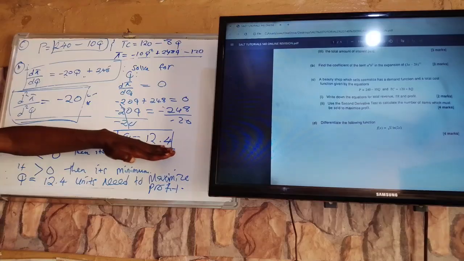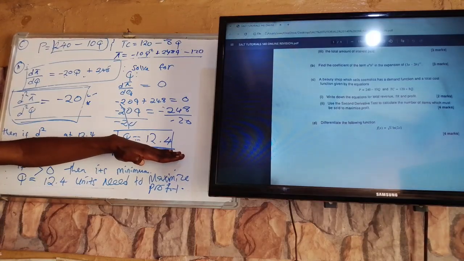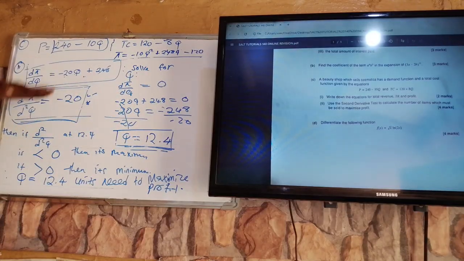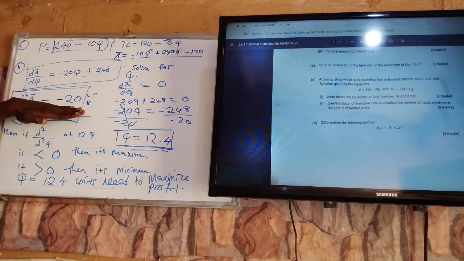After that, test this guy. Is this a maximum or is it a minimum point? How do you test it? By finding the second derivative. Second derivative, the expression you're going to have, insert q in there.